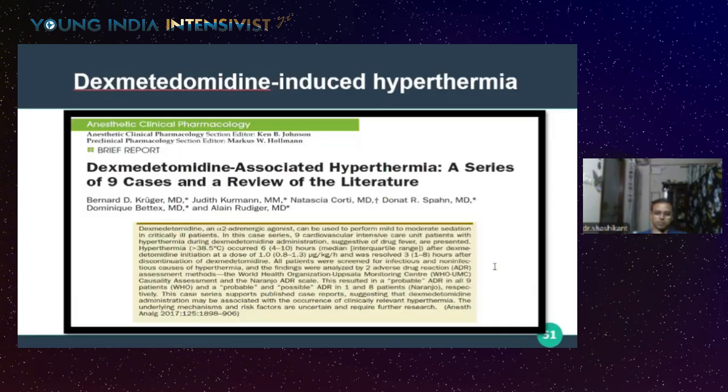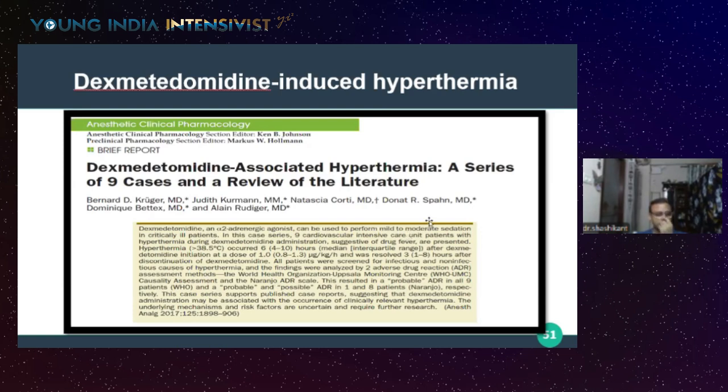Now, the last part of my talk is about dexmedetomidine induced hypothermia. As intensivists, we are using different types of drugs to sedate ICU patients, and dexmedetomidine is gaining popularity these days. So we should be aware of one of the adverse side effects of this drug.